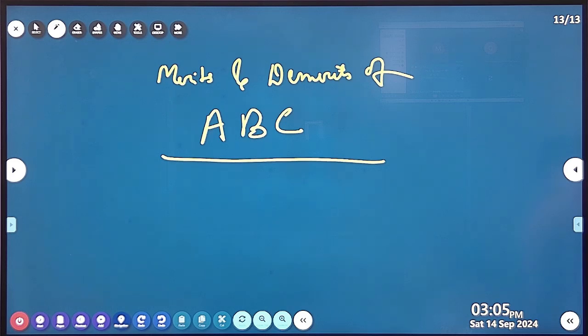ABC gives a meaningful analysis of cost which should provide a suitable basis for decisions about pricing, product mix, design and production. Right? Decision about pricing means at what price you should price your product. Product mix means which products you should continue manufacturing and which products we should stop. Okay, and for which product your volume should increase, for which product you should reduce the volume.